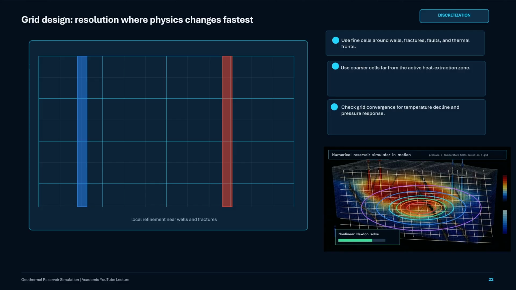Grid design is one of the most important numerical choices. We need fine resolution where the physics changes quickly around wells, fractures, faults, and thermal fronts. Far from the active zone, the grid can be coarser to reduce computational cost. If the grid is too coarse, the thermal front may become artificially smeared, and breakthrough time may be inaccurate. If the grid is too fine everywhere, the simulation may become too slow for uncertainty analysis or optimization. The rule is simple: put resolution where it matters. Then check grid convergence for pressure response, temperature decline, and power output.